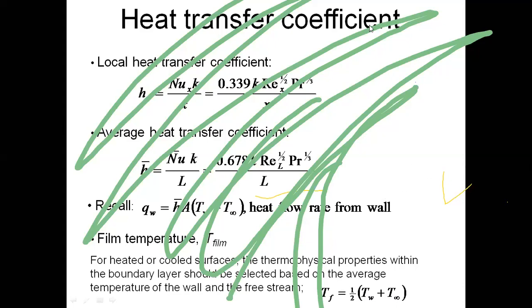At the film temperature, you have to find out all the properties from the table. Okay. So please don't scratch on your screen, so that it will reflect here.